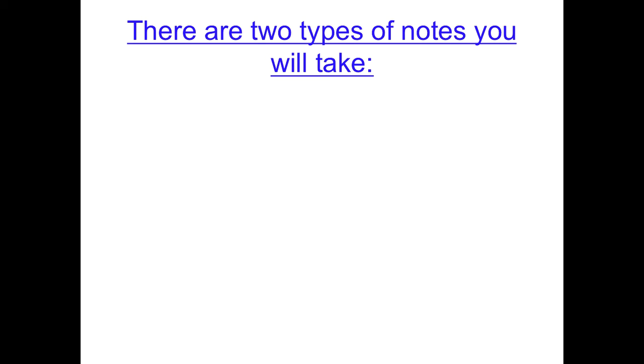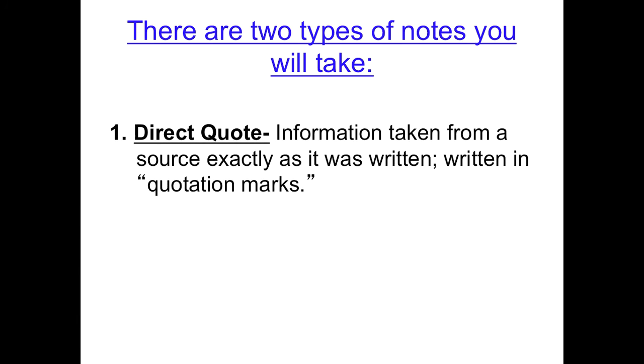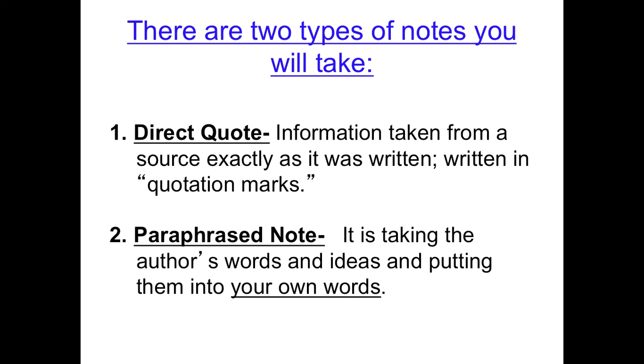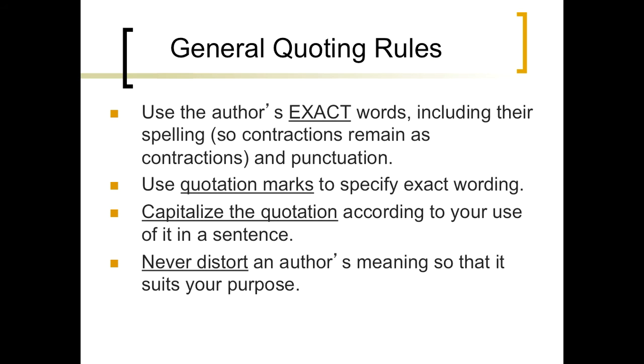Now, when you're collecting this information, there are 2 types of notes you're going to take from an article. You can either choose to quote the information, meaning you would write it word for word exactly as it's written, and you would use quotation marks to specify that. Or the second thing you can do is paraphrase it. What this means is you're going to take the author's ideas and put them into your own words. So as you're taking this information down on your note cards, here are some rules if you're choosing to quote.